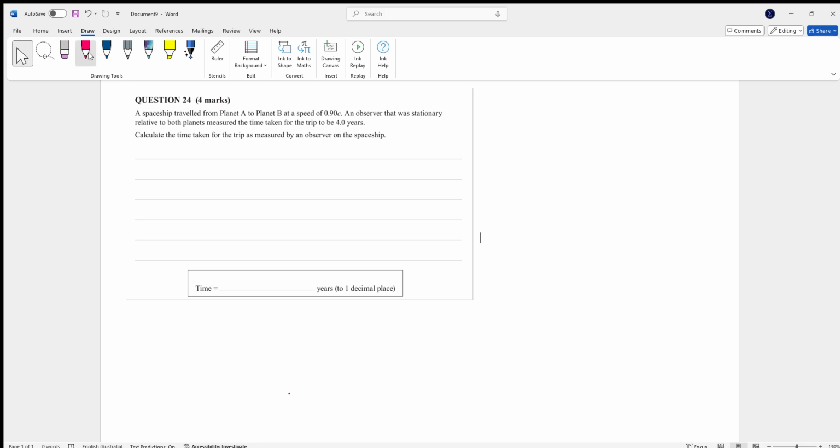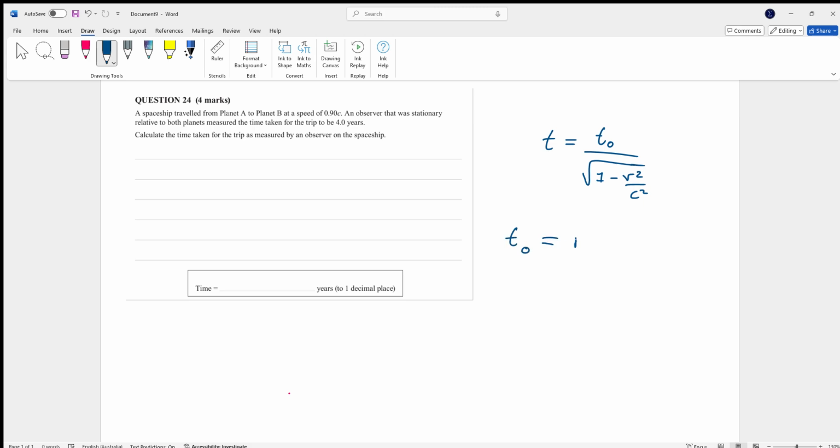Okay, so this is a time dilation question, very similar to question 23, except it's a more calculated one. We're going to be having to use this formula here. If you don't know what this formula means, check out the video on my channel that explains how this works. Now, generically, this is how we're going to conduct ourselves with this formula.